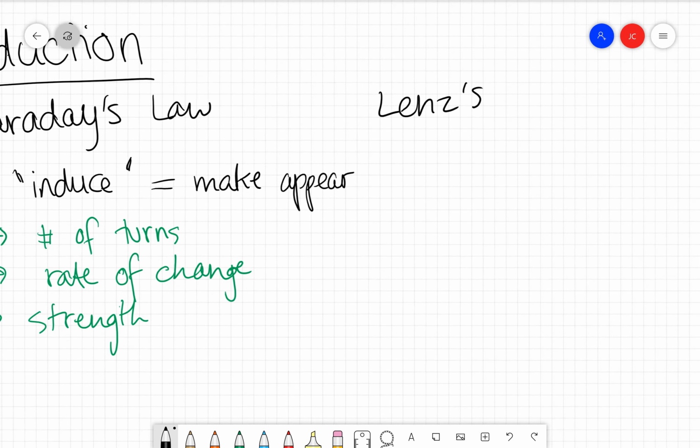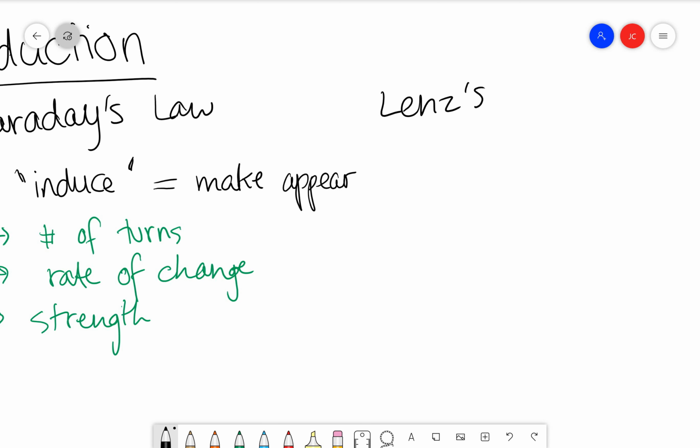Lenz's law is, I'm going to admit, a bit confusing to understand, but don't worry, it's not super important, and I'll try and explain it as best as I can. Lenz's law is basically the every action has an equal and opposite reaction law that we learned in the unit on dynamics, but for electromagnetism. It says that the direction of an induced current will create a force that opposes the motion of the magnetic field.